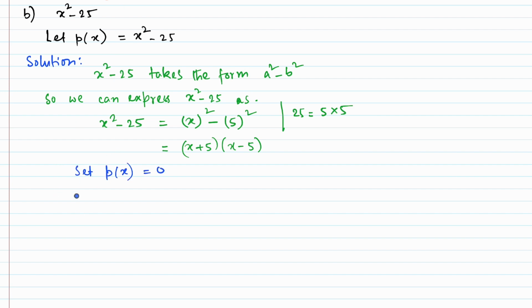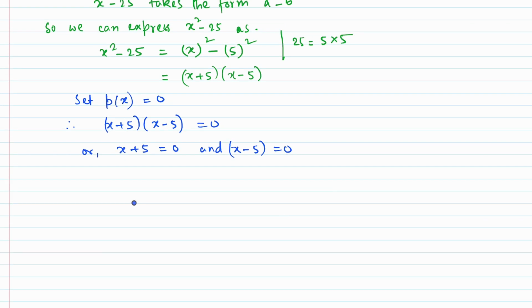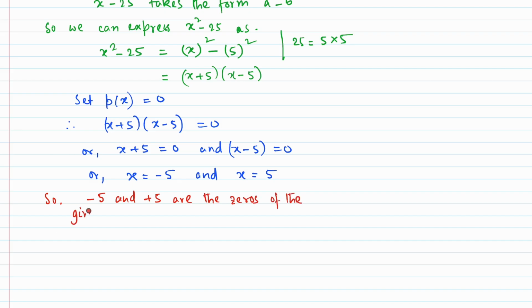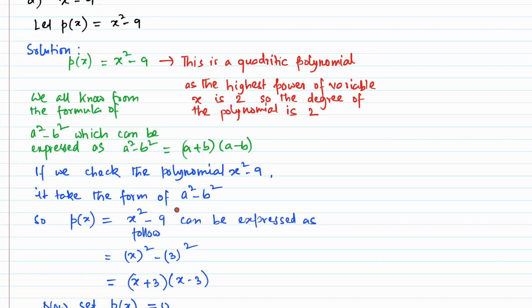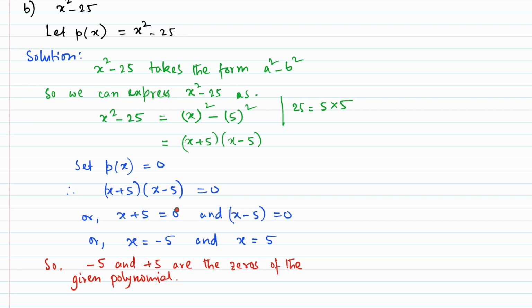Now we'll set the polynomial p(x) equal to 0. So that means (x plus 5) into (x minus 5) is equal to 0, so x plus 5 is equal to 0 and x minus 5 equal to 0. Solving this, we get x equal to minus 5 and x equal to plus 5. So minus 5 and plus 5 are the two zeros of the given polynomial. So this is simple. So these are the third kind of problems which we are solving for zeros of the polynomial.